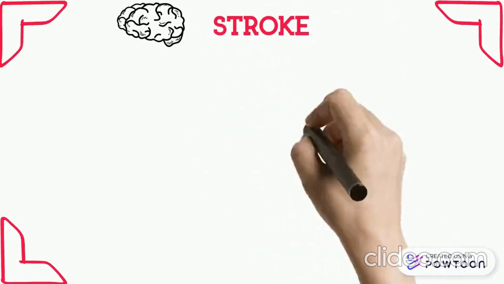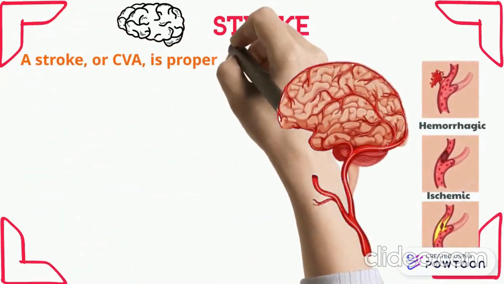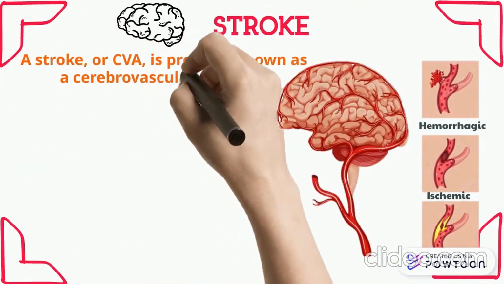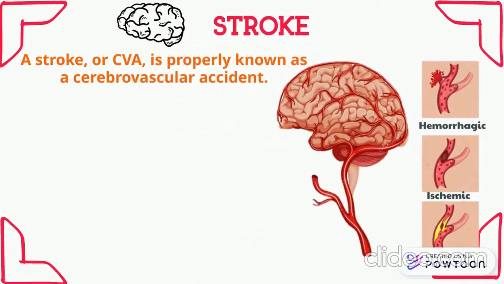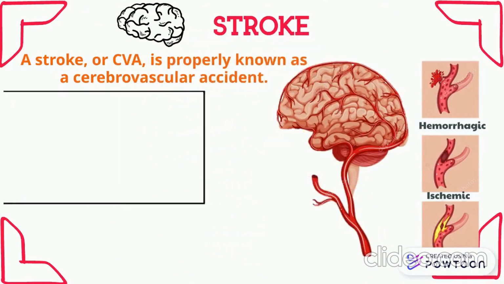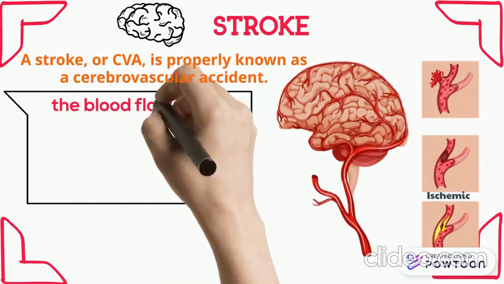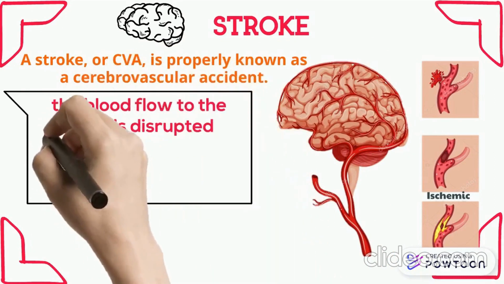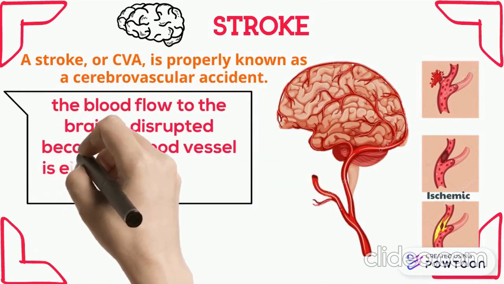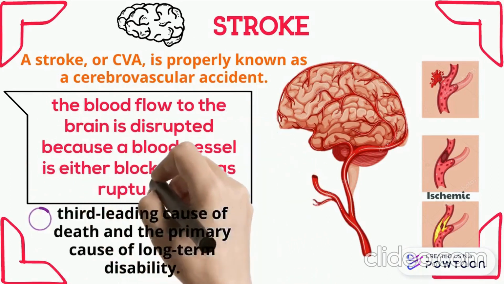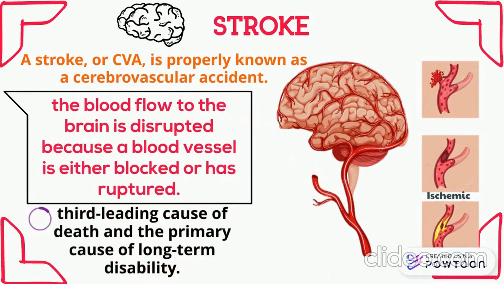Stroke. A stroke, or CVA, is properly known as a cerebrovascular accident. This condition is damage to the brain that occurs when the blood flow to the brain is disrupted because a blood vessel is either blocked or has ruptured. Strokes are currently the third leading cause of death and the primary cause of long-term disability. The location of the disruption determines the symptoms that will be present.